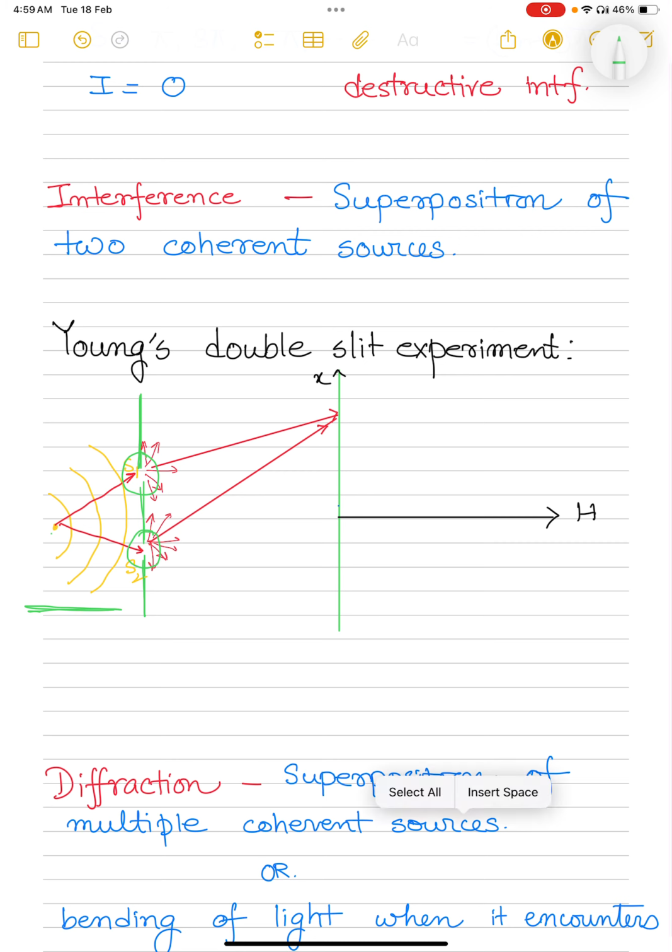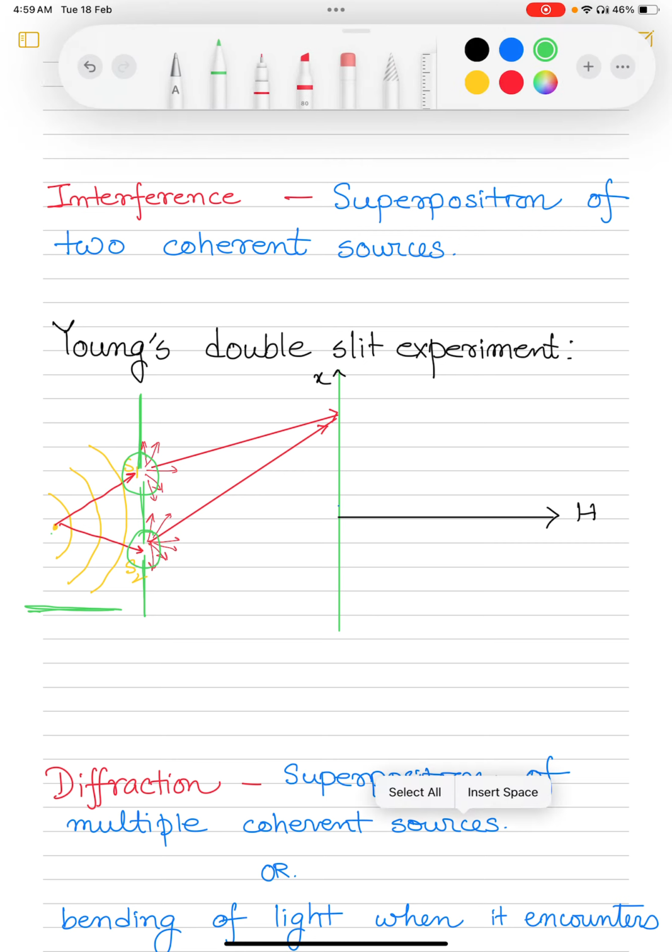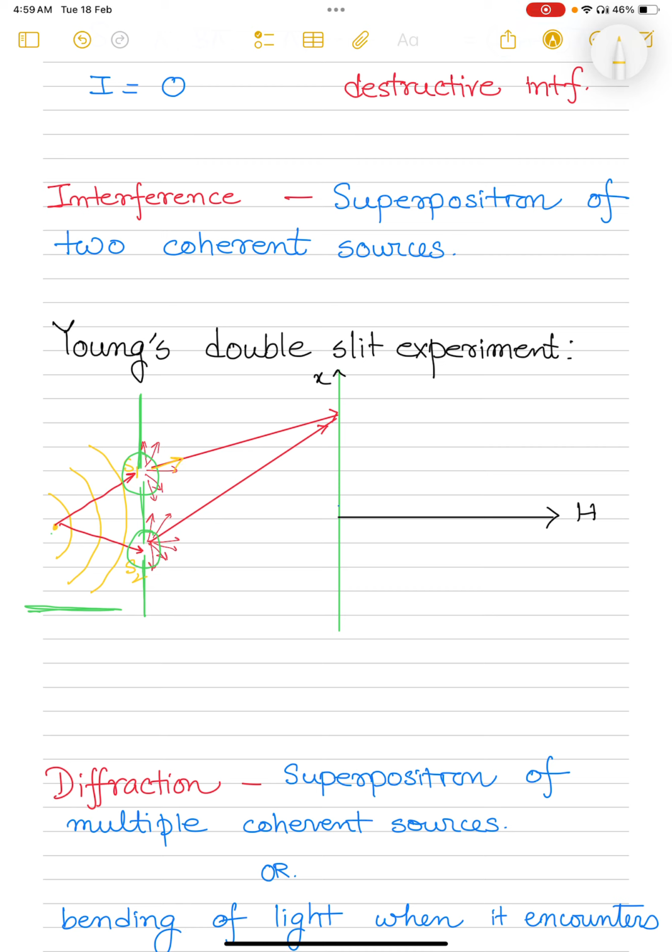If I take two random directions, for example this and this, random rays for a point P, then these two have a phase difference. What will the phase difference depend on? The phase difference will depend on the path difference between the two light rays. This is the path difference, delta. So the relation between the phase and the path difference is this: delta by lambda is equal to phase difference by 2 pi.